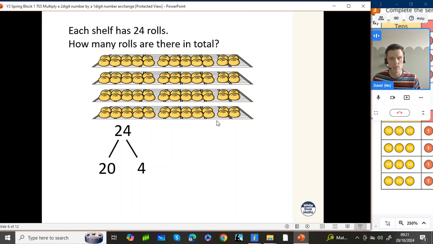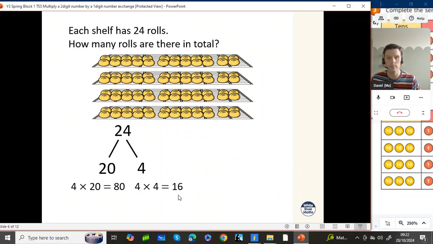But to work this out, what we're going to do is partition the 24 into tens and ones. So here you've got 20 for the tens and 4 for the ones. And now you're going to multiply the tens and the ones both by 4. So 4 times 20 is 80, and 4 times 4 is 16. Once you've done that, you then add the 2 answers together, which makes 96. So 4 times 24 is 96.